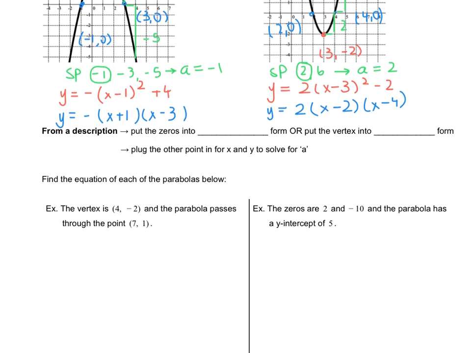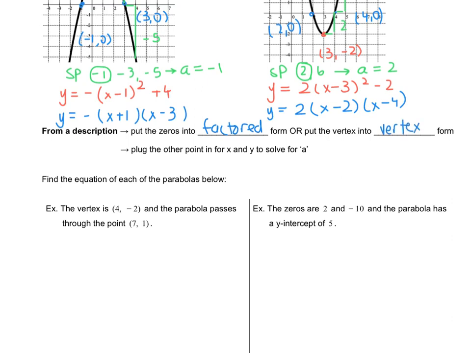Now, let's move on to a description. Now, from a description, you won't be able to find your step pattern visually. So we're going to have to solve for it algebraically. And this algebraic method you can actually use for the graphing examples we did above. All right, so from a description, the first thing you're going to want to do is either put the zeros into factored form, or maybe you're given the vertex, and if you are, you're going to put that into vertex form.